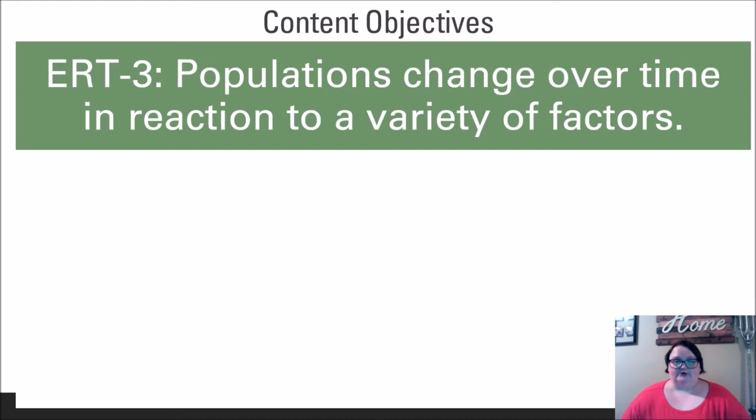We've spent time so far looking at the resources that are available for use. Now we begin looking at the populations who are using those resources. Here is our content objective for this lesson. We want to look at how populations change over time in reaction to a variety of factors.